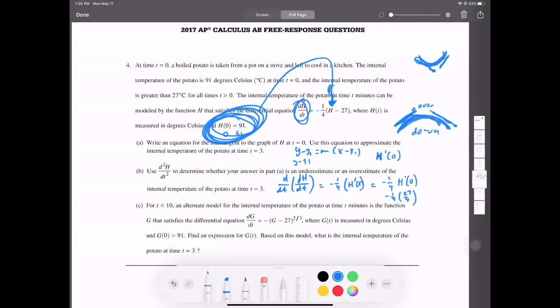dh over dt equals 1/4 times h of 0 minus 27. And then h of 0 is given to us. That's positive 91. 91 minus 27. That's going to be a positive number. I'll write the negative here. So that's going to be a negative 1 over 4, and then whatever this is, which is some positive number, 70, nope, sorry, 64? 64, yeah. Okay, and that's going to be negative.